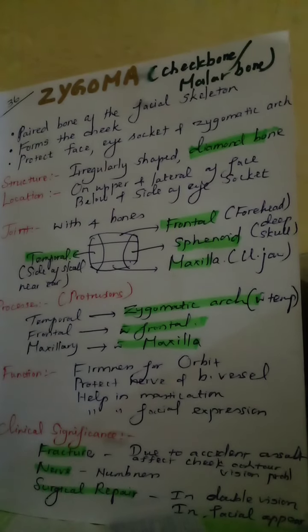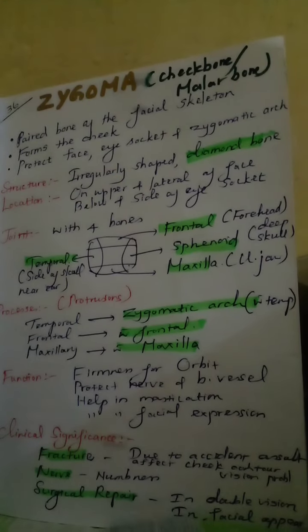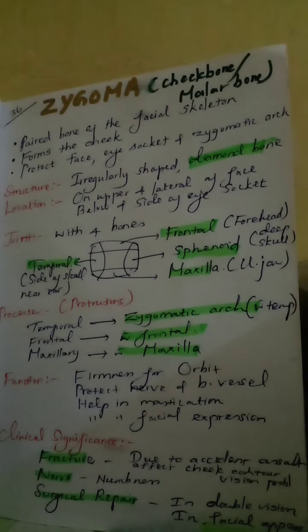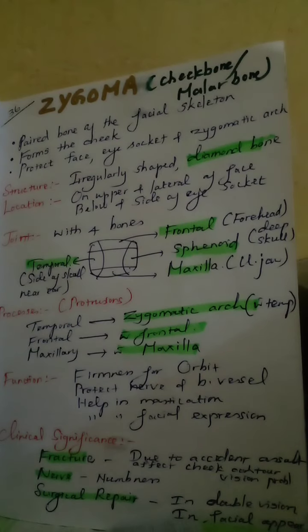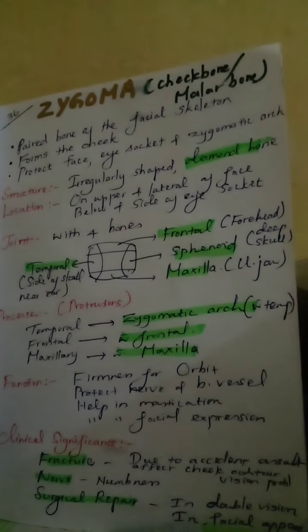Since it is present in the cheek, it is known as the cheekbone. It is responsible for forming the cheek structure. And apart from that, it helps to protect our face, and even the eye socket and the zygomatic arc.